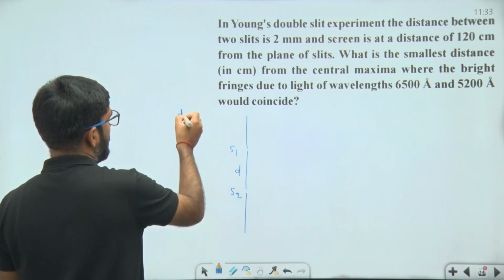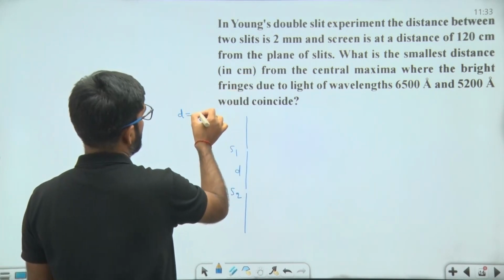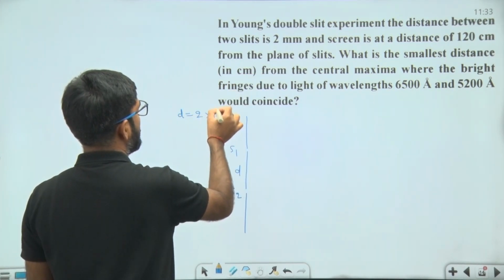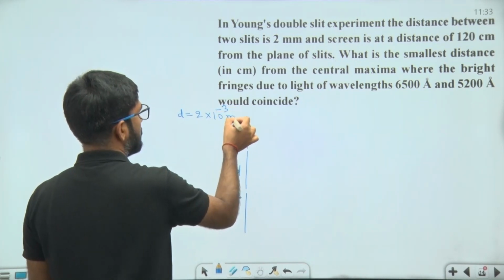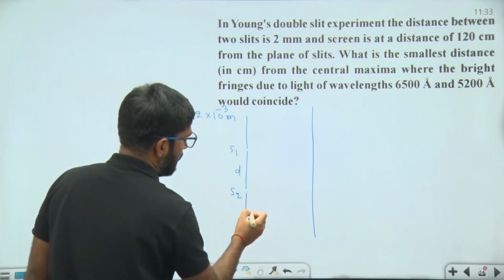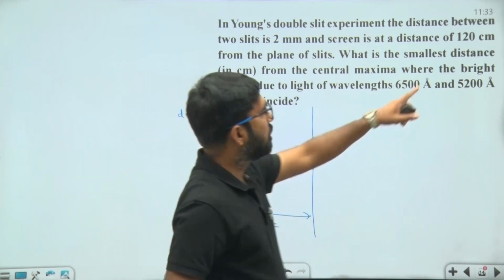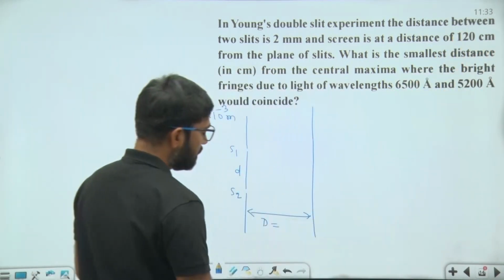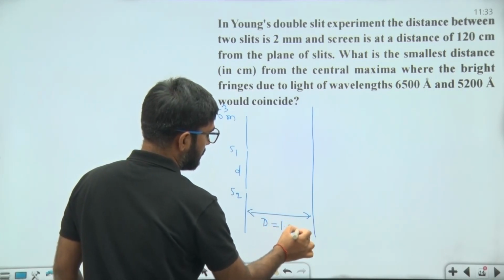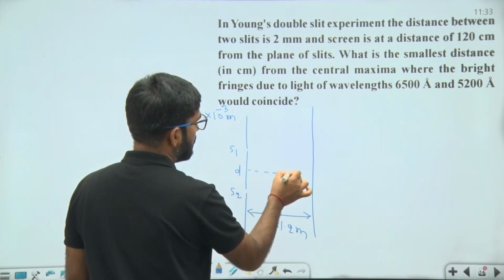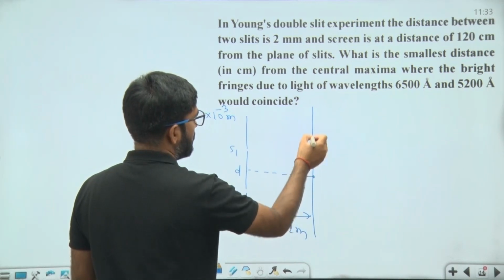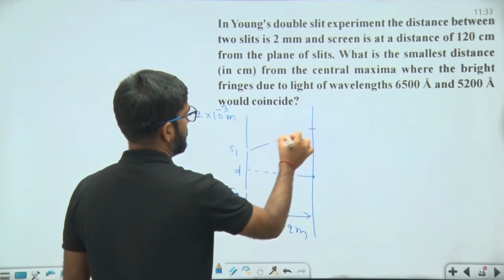According to question, small d is equal to 2 mm. That means 2 into 10 raised to power minus 3 meter. This is the screen and this distance is given by capital D equal to 120 centimeter, that means 1.2 meter. This is the position of central maxima, and suppose this is the position of maxima.